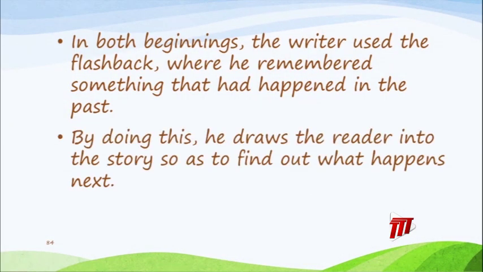In both beginnings, the writer used the flashback where he remembered something that had happened in the past. By doing this, he draws the reader into the story so as to find out what happens next. Remember, when we use the flashback technique to begin our story, we recall events that would have happened at some previous time or in the past at the present time in our story. That way, we intrigue the mind of the reader and create a sense of suspense as they naturally want to read on to find out what's going to happen next in the story. What happened that was so significant in the life of this character that he's now remembering it, and it's unfolding in his head as if it had just recently happened?